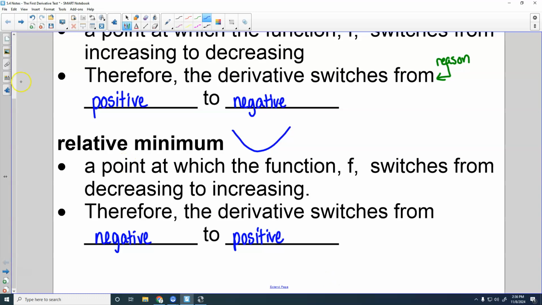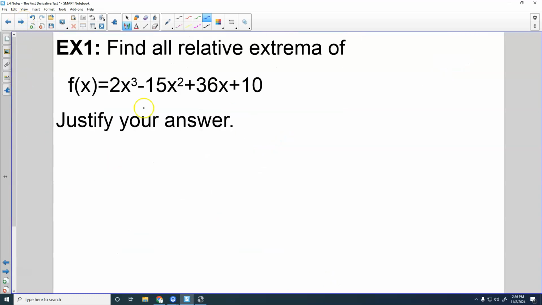So, a lot of this is going to be very similar to what we did yesterday. Our conclusions are just going to be different. So, for example, if we have f of x equals 2x to the third minus 15x squared plus 36x plus 10, and they're asking for all relative extrema, we are going to take the derivative. So f prime of x here would be 6x squared minus 30x plus 36.